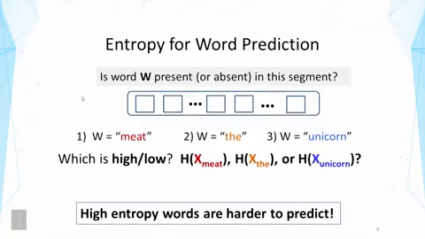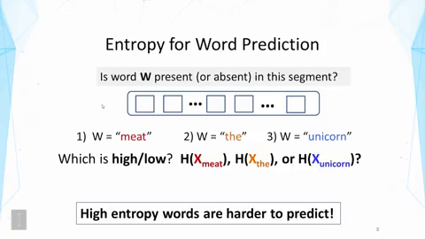Now let's see how we can use entropy for word prediction. Let's think about our problem: predict whether W is present or absent in this segment. Again, think about the three words, and particularly think about their entropies. Now we can assume high entropy words are harder to predict, and so we now have a quantitative way to tell us which word is harder to predict.